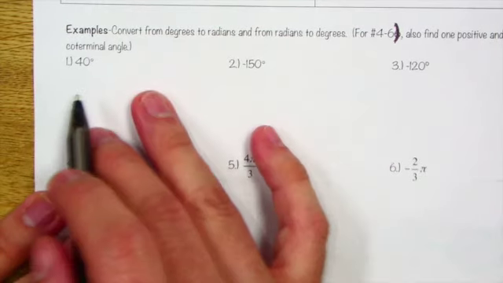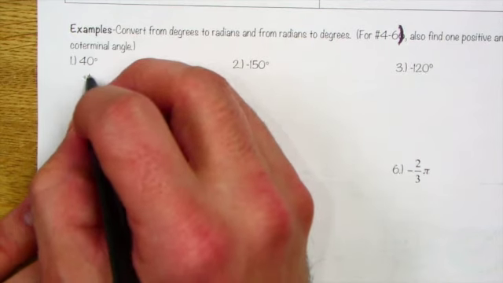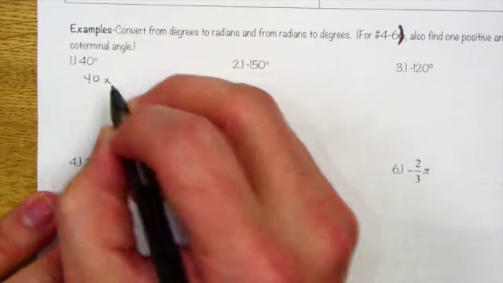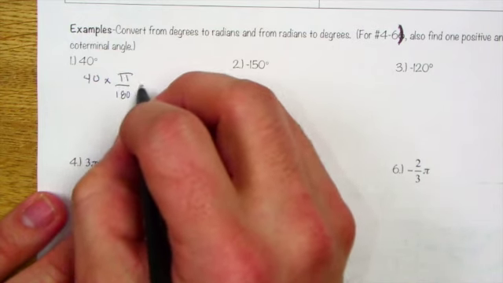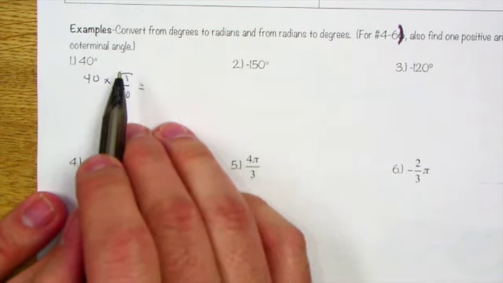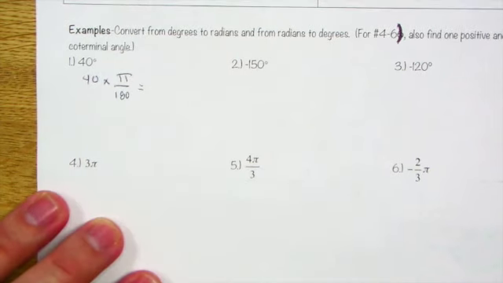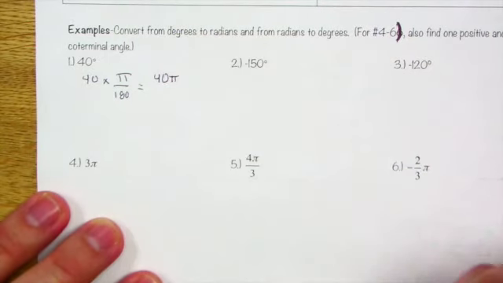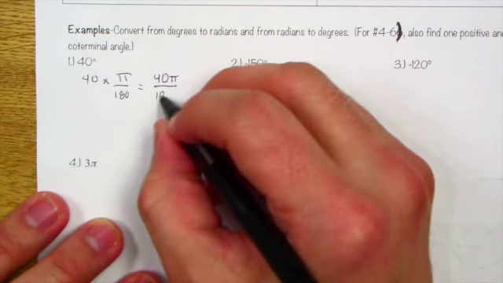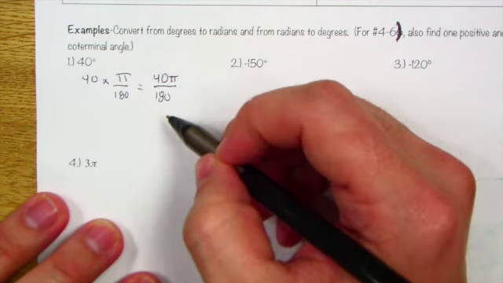This is the easy part, going from degrees to radians. So all you do is multiply. So I take 40 and multiply by pi over 180. Remember what I said. The pi does not go anywhere. And you don't actually multiply by pi and get some crazy decimal. It's just 40 pi and then over 180. And then you're going to reduce this fraction.